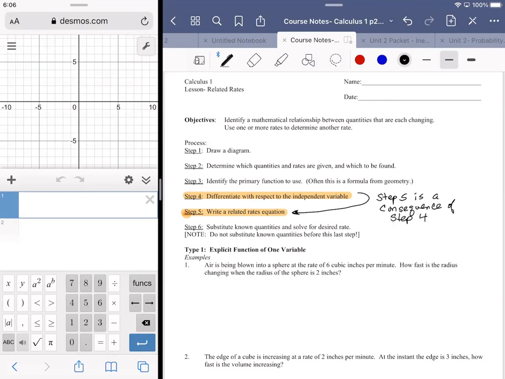All right. Step 6, that's the home stretch. That's like, all right, now plug in some numbers and get an answer. So that part we're not really too worried about. I would even amend that last one to say, and don't forget to incorporate appropriate units, right? Anytime you're dealing with word problems, we need appropriate units.